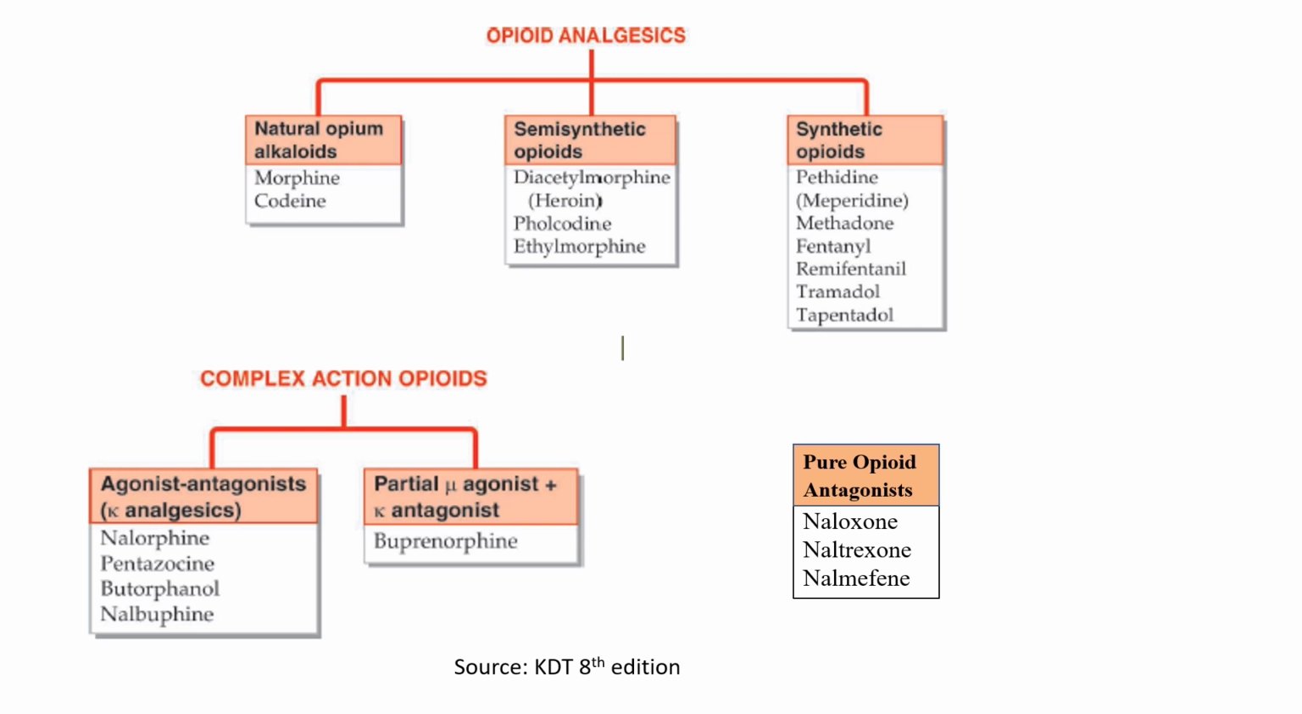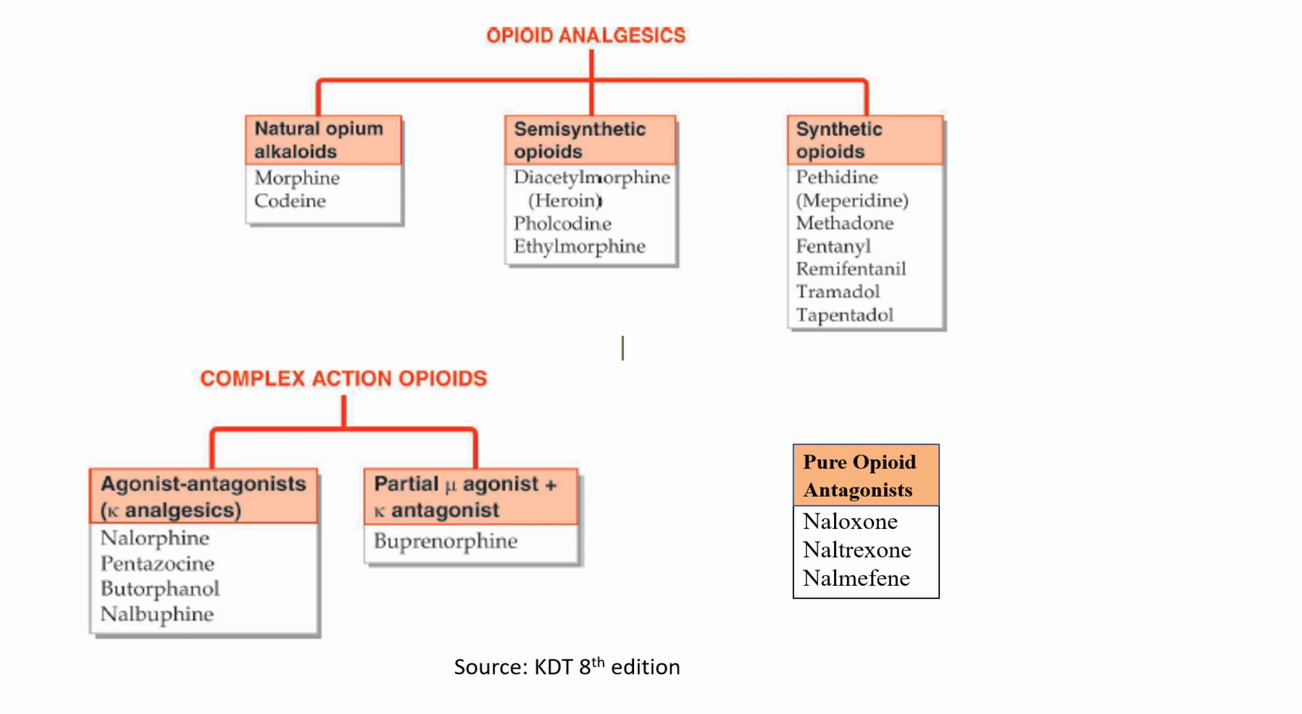Opioid analgesics can be broadly classified into natural opium alkaloids like morphine and codeine; semi-synthetic opioids, diacetyl morphine otherwise called heroin, ethyl morphine; and synthetic opioids: pethidine otherwise called meperidine, methadone, fentanyl, remifentanil, tramadol, tapentadol.